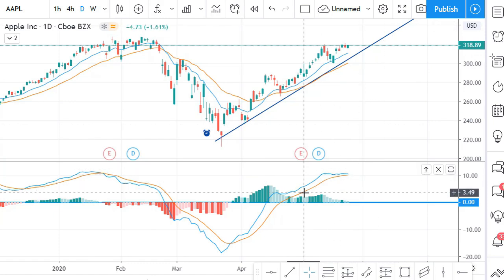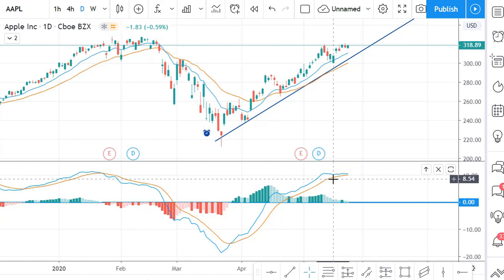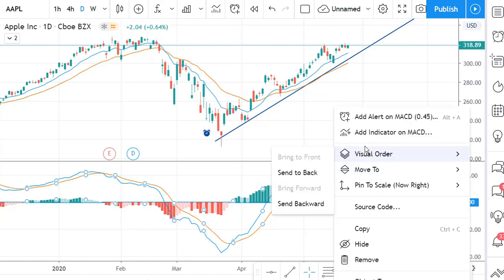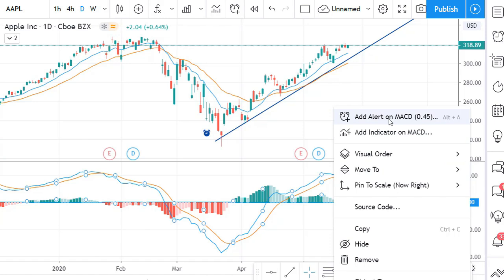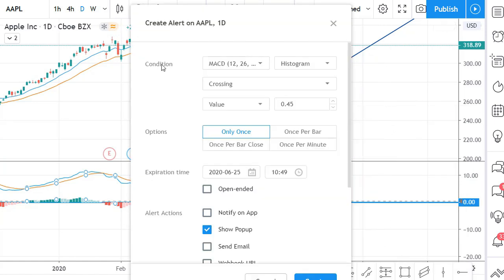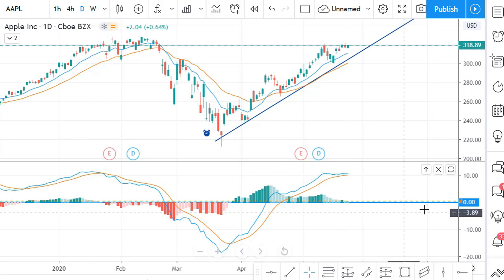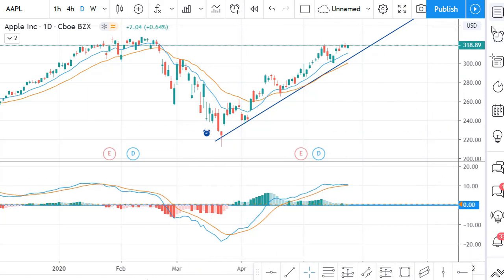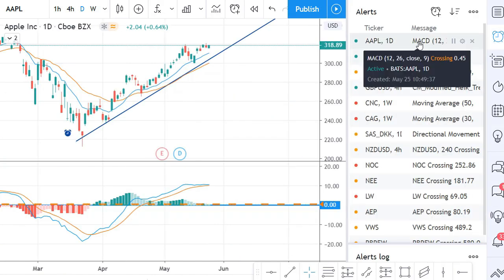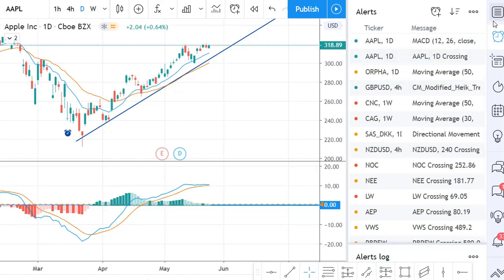So what I do here is that if I, for instance, want an alert showing me when the MACD is crossing its own signal line, I can just right click on the MACD and add an alert on MACD. If I do that, we can say conditions: when the MACD is crossing its signal line, only once, and we can create, and now we have an alert on our signal line. It doesn't show up the same way with this little alert bell here, but if you are looking at the alerts, you can see that we have a crossing of the MACD. When it's crossing its own signal line, then we will get an alert.